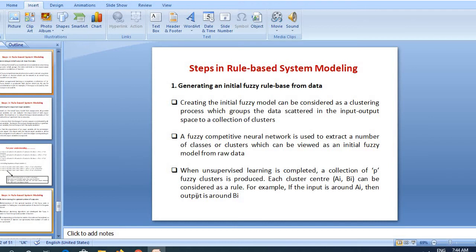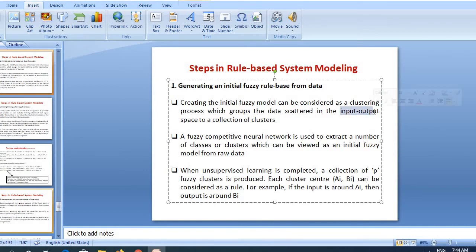Generating the initial fuzzy rule base from data. I told you, if you have a system, you have a set of input data and output data. What you can do is plot that input-output data on a scatter plot and use some neural network classification procedure to classify that data set into different classes. That is what you do first. You have an input-output data set, and you can use supervised classification using a neural network to classify that data.